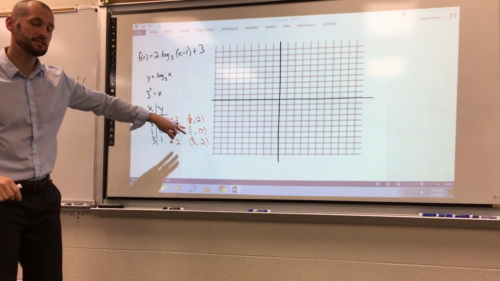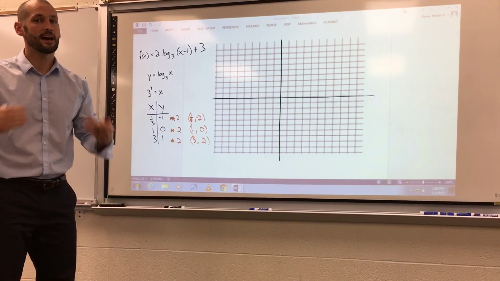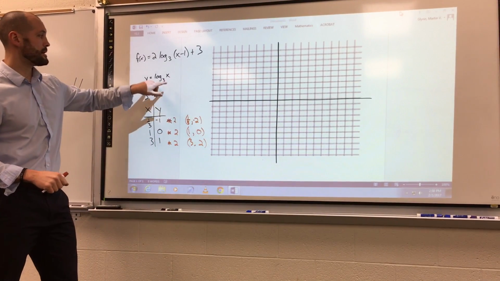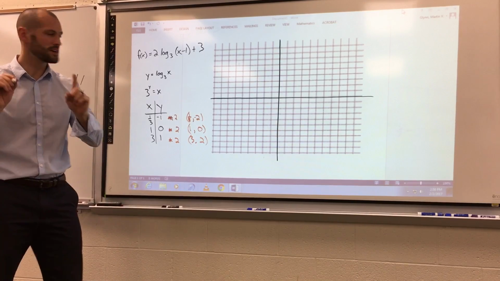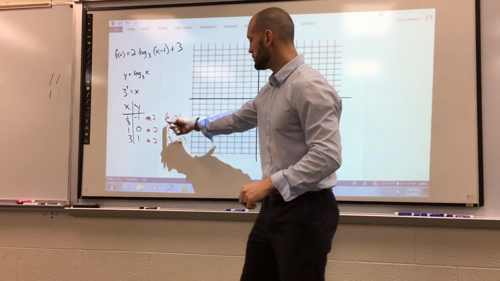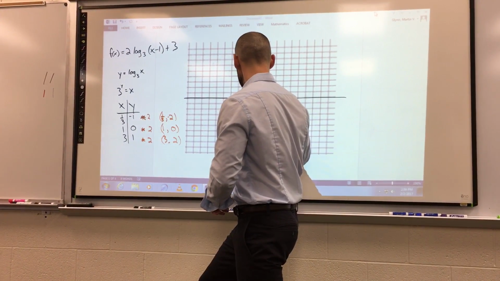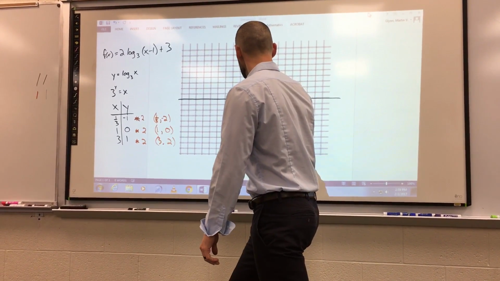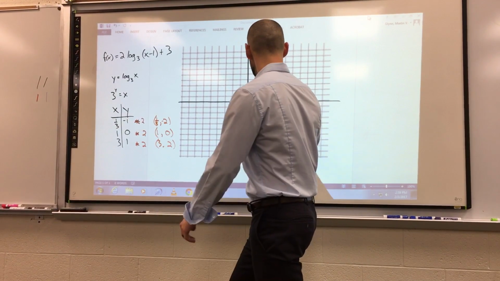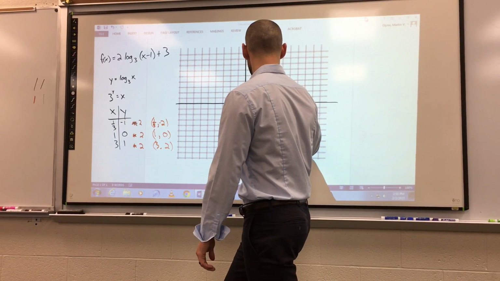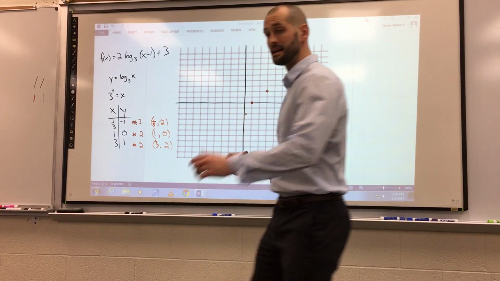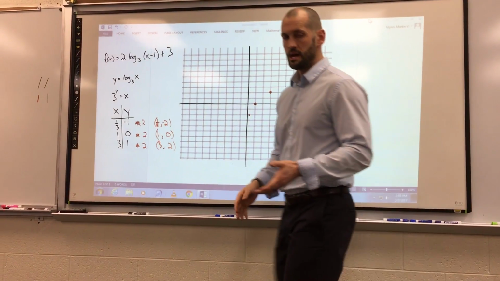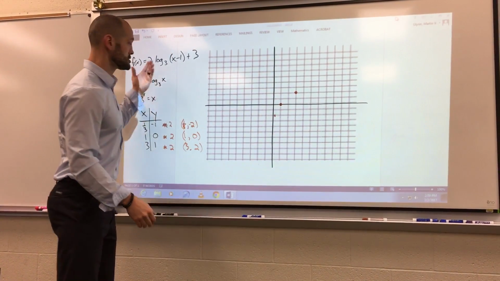Full disclosure, this is still not my graph. This is going to help me find my graph. These are the points of the parent function that's stretched by 2. Watch how nice this is. I go to 1/3, -2. Pretty accurate. 1, 0. And then 3, 2. Now again, I'm not drawing this curve, because this is where my points would be if I took the parent function log base 3 and stretched it.